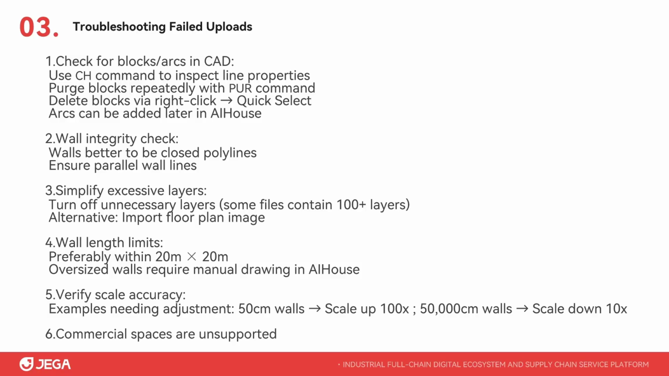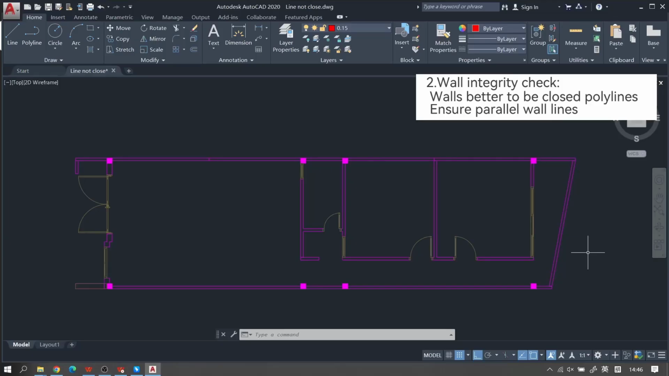The next is the wall integrity check. You need to make sure that the wall is a closed polyline. The second is that the walls must be parallel. Like for this floor plan, we are going to close all the polylines. You can use the BO command to close all of these.